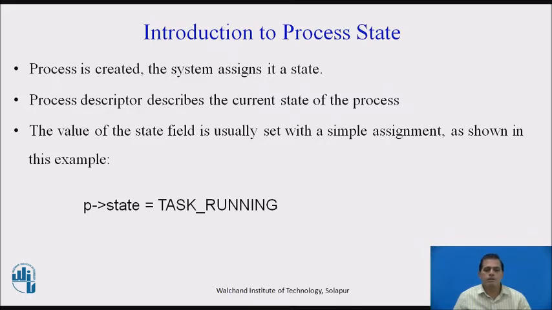The process always has a different ID and different process number, which are assigned by the CPU in the operating system. The operating system always does the scheduling for the process, which consists of process state and process running, where we simplify this example with the help of p state is equal to task running.